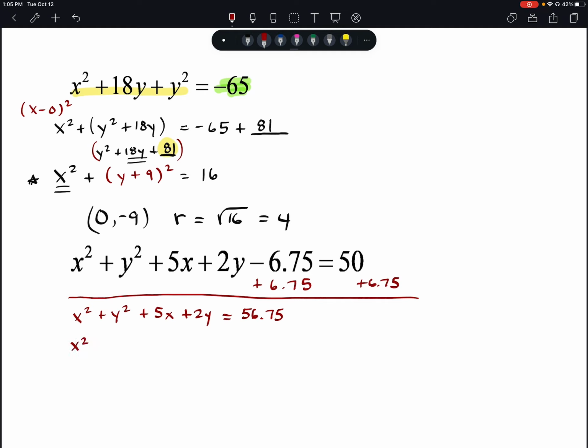Okay, now let's just organize our work. So I'm going to say x squared plus 5x, and I'm going to go ahead and just put my plus blank in here. And I'm going to do the same thing here. I'm going to say y squared plus 2y plus blank. And right now that still equals 56.75. But since we've added the two blanks on the left side, I need to add those on the right side as well.